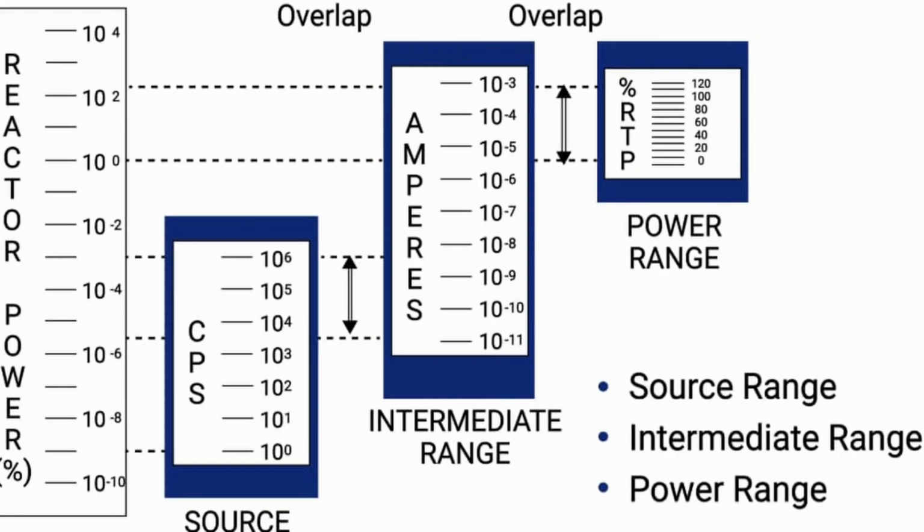The intermediate range uses a detector called a compensated ion chamber. They are nothing but two concentric cylinders. The outer cylinder is lined with boron, so it will detect the neutrons. The inner cylinder has no boron.